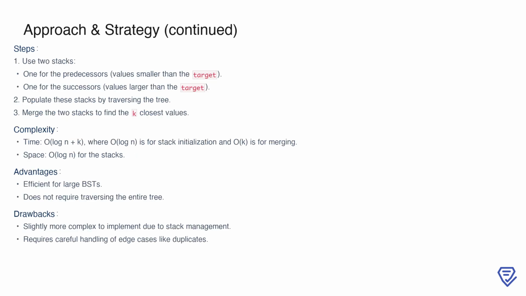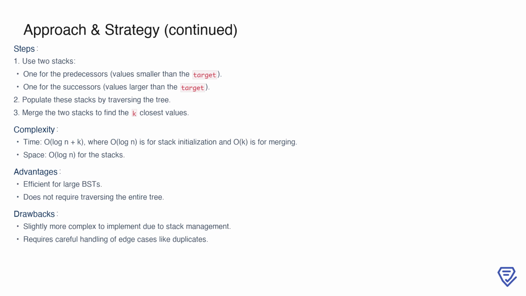The two-stack method works by leveraging the BST structure to efficiently locate and merge the k closest values. First, we use one stack to track predecessors, or values smaller than the target, and a second stack for successors, or values larger than the target. These stacks are populated through partial tree traversal, which avoids visiting unnecessary nodes.